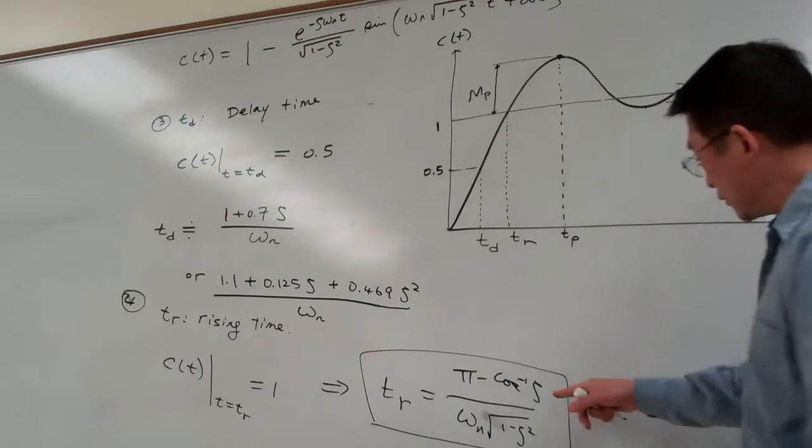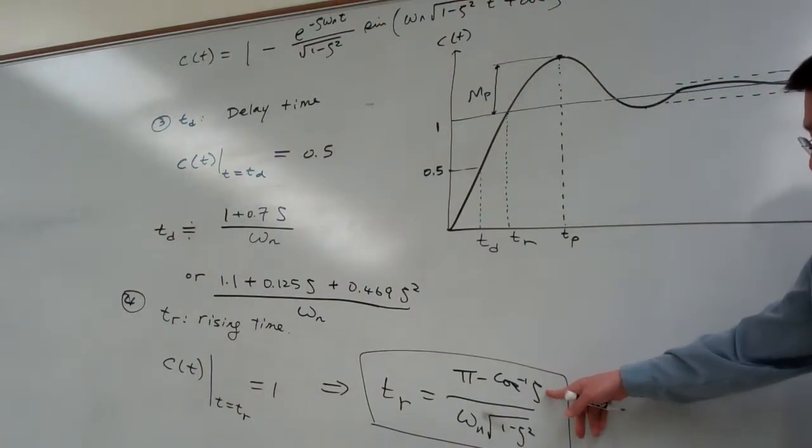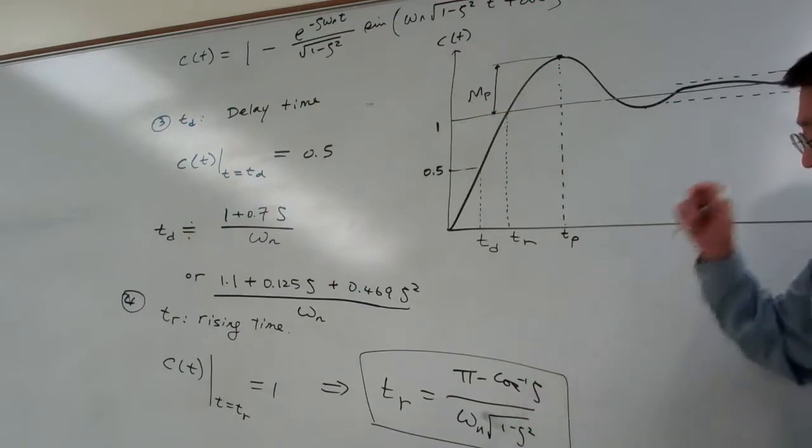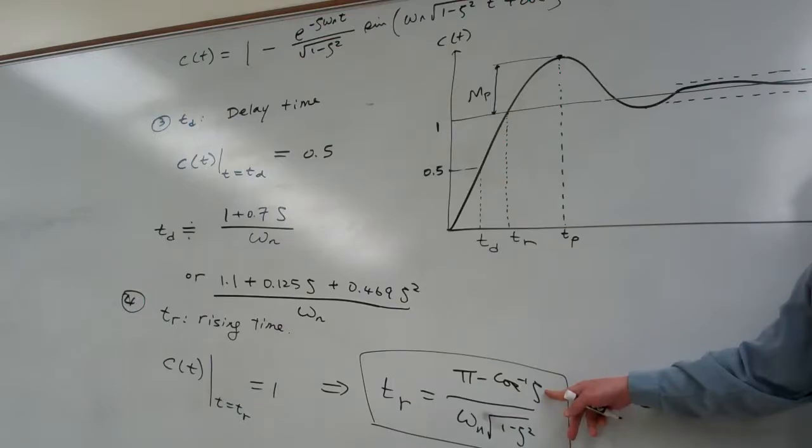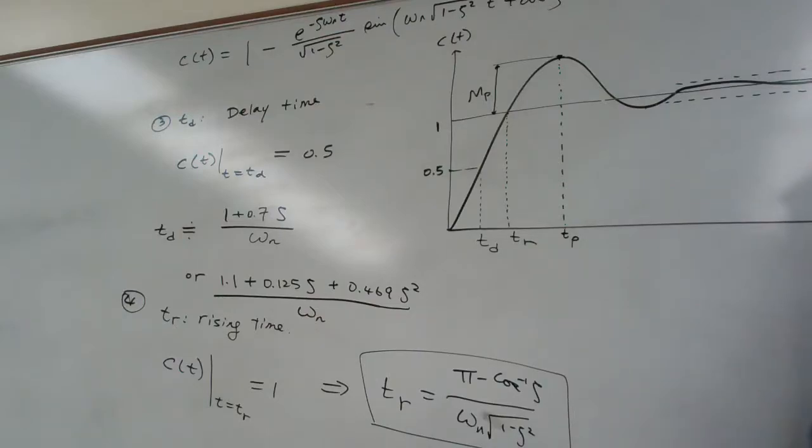And this is the cosine inverse of zeta. Zeta is our damping ratio. So when you punch your calculators, remember to have the output in terms of radians. If you put the output into degrees, then that won't be accurate.